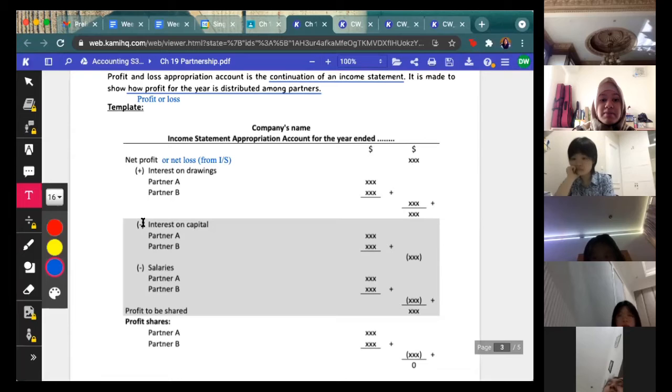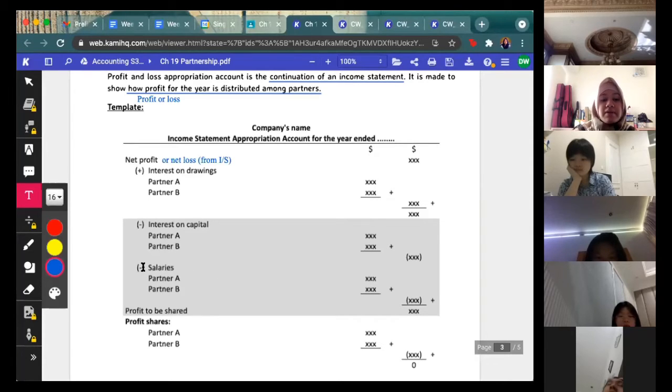Why is interest on capital deducted from the profit? Because this interest is a reward to partners. So the partnership gave part of the profit to partners. That is why it is deducted from net profit. And then put it also separately for A and B, and the total will be placed here on the first column.